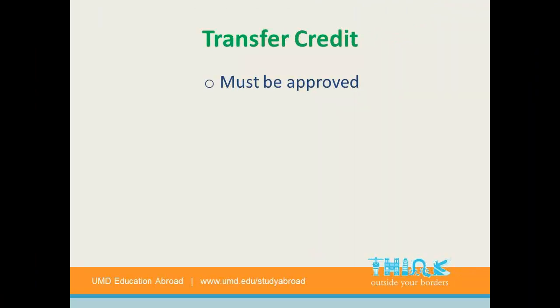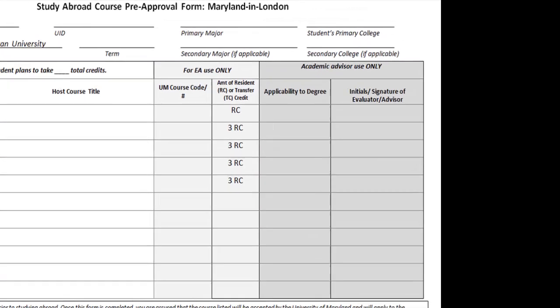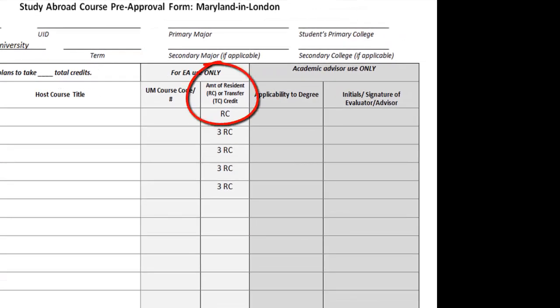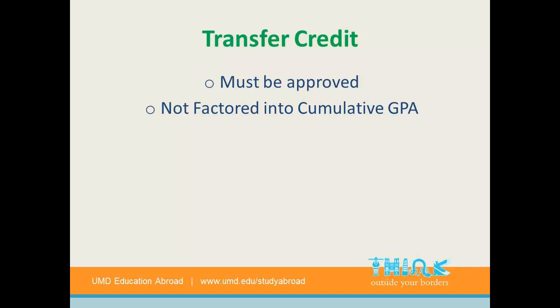Equivalence for transfer credits and applicability to your degree will be determined by your academic advisor through the course pre-approval process. The grades for transfer credit courses are not factored into your cumulative GPA. However, you must receive the equivalent of a C- or above in a given class in order to earn transfer credit for a course. Only the credit you've earned will appear on your official records.